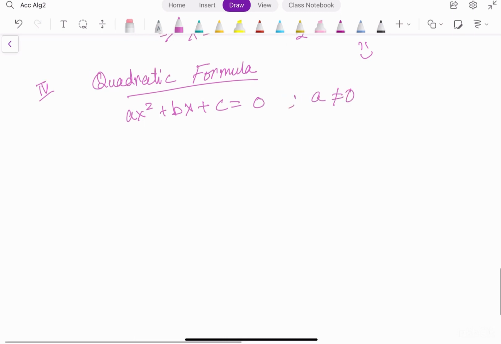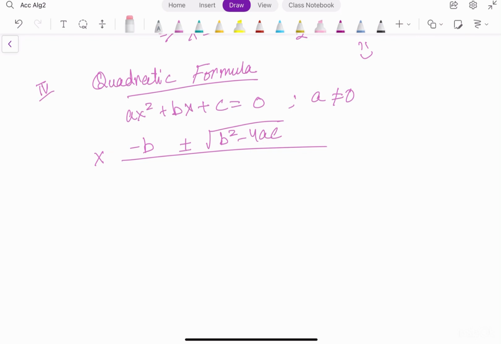So the standard equation as it is, what we have discussed earlier, provided a is not equal to 0. So this is how we will write the quadratic formula. Minus b plus minus radical of b squared minus 4ac divided by 2a. Memorize it. If someone wakes you up in the middle of the night, you should be able to recite the quadratic formula.